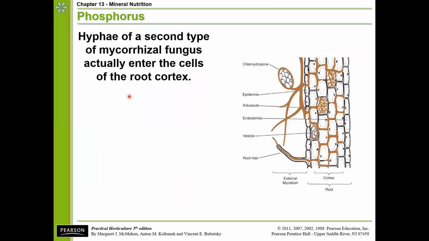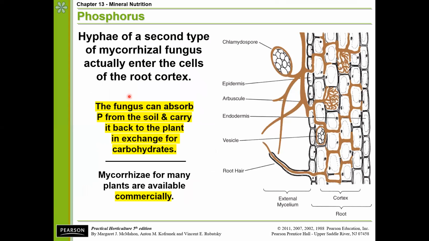The fungus can absorb it from the soil and carry it back to the plant. And again, it's kind of the same as with the nitrogen fixing bacteria. The plant is supplying carbohydrates to it, and then the mycorrhiza is getting it the phosphorus that it needs. So today, mycorrhiza and rhizobium as well, both of these living symbiotes are available for purchase. You can actually get them.